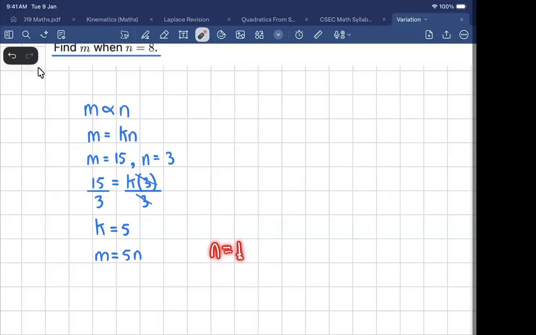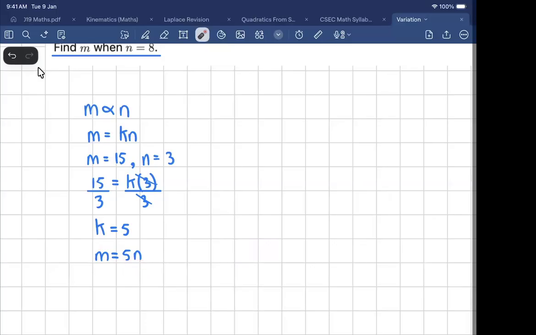If I tell you n is 3, what would m be? 15. Good, because m is literally just 5 times n. That's the exact relationship. You understand what I mean? Whatever n is, to find m, you just multiply that by 5.